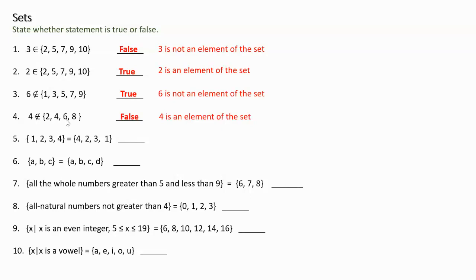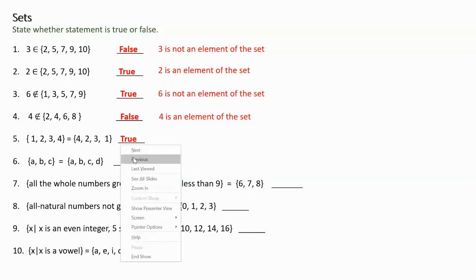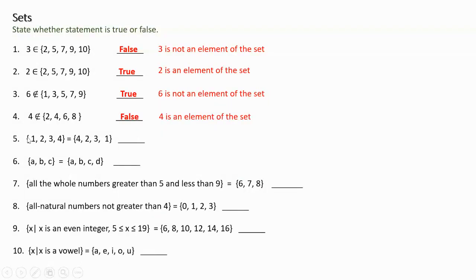Okay. Now let's continue with number 5. Okay, let me go back real quick. This is saying the set containing the elements 1, 2, 3, 4 is equal to the set containing 4, 2, 3, 1. That's true because every element in the first set is also in the second set. So that's true. Both sets have the same elements.